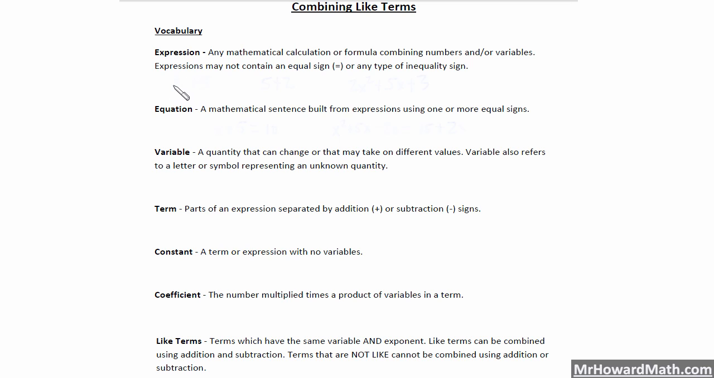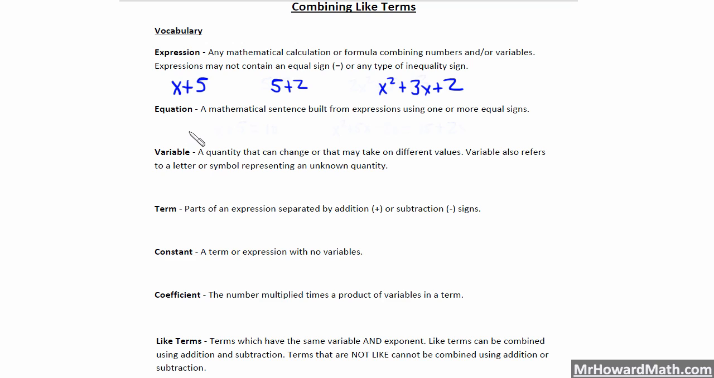So let's look at some expressions. X plus 5 is an expression. 5 plus 2 is an expression. X squared plus 3x plus 2 is an expression. Okay, all of these are examples of expressions. Again, if you ever add an equal sign or an inequality sign, the whole thing becomes either an equation or an inequality. Okay, so make sure that you understand that part.